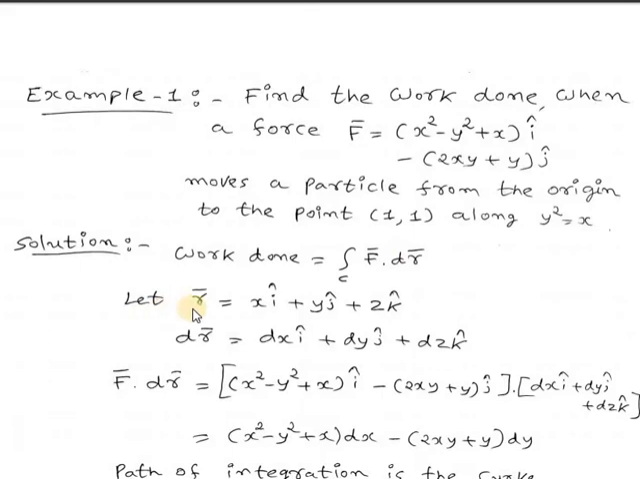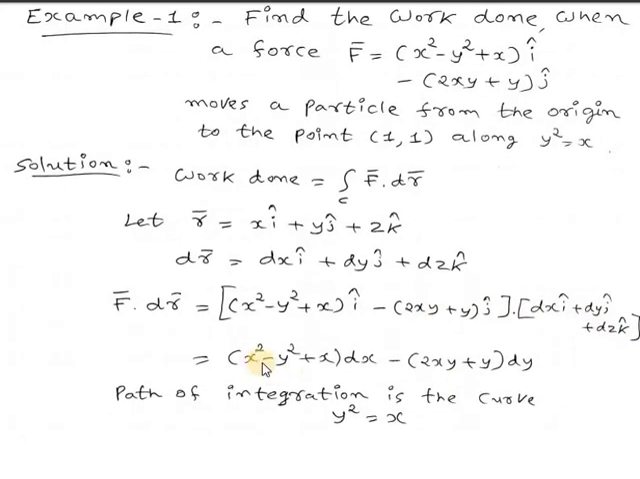Here r bar is given by x i plus y j plus z k, so dr bar will be dx i plus dy j plus dz k. So we have to find the dot product of f bar and dr bar. f bar is (x square minus y square plus x) i minus (2xy plus y) j cap, dot dx i plus dy j plus dz k. So we will get (x square minus y square plus x) dx minus (2xy plus y) dy, because i dot i is 1 and j dot j is 1.